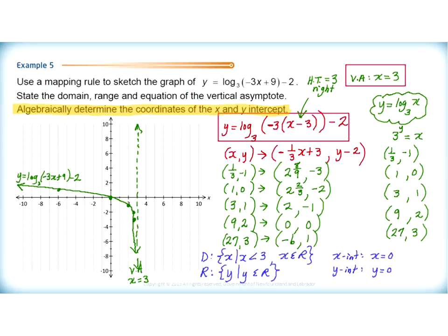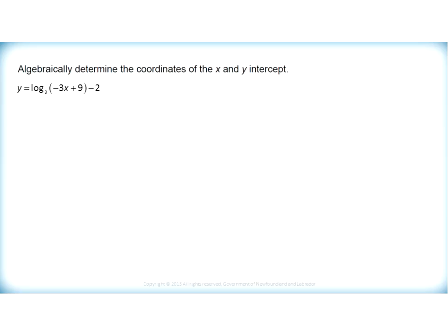Since we don't have enough room on this screen, I just copied it to the next screen so that we could do that. We know what the answer should be. However, let's algebraically determine the x-intercept by letting y equal 0. So we have 0 is equal to the log of negative 3x plus 9 to base 3, minus 2. We will bring the 2 over to the other side. So you have 2 is equal to the log of negative 3x plus 9 to base 3.